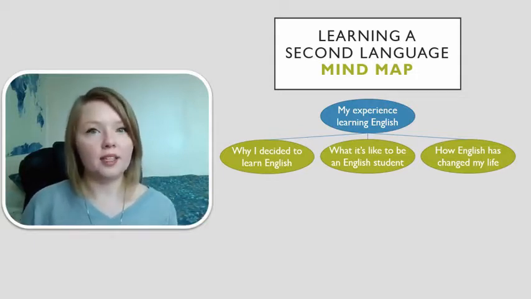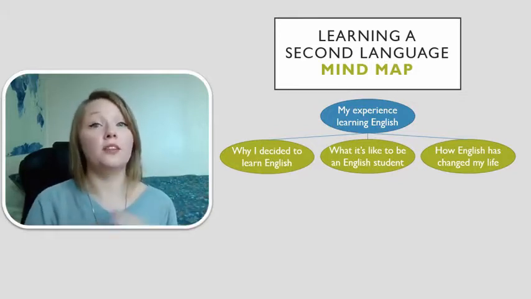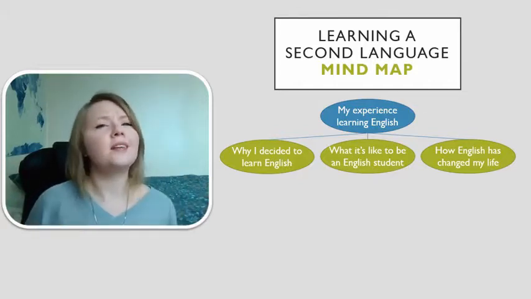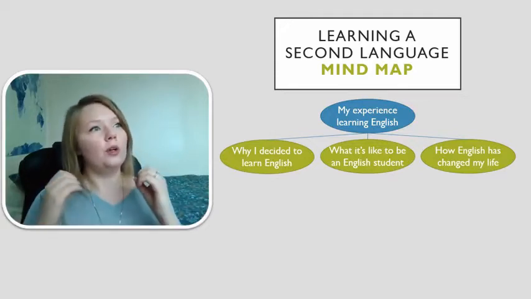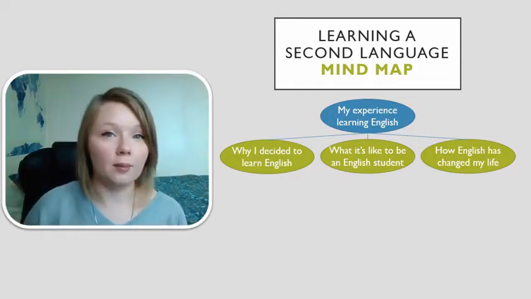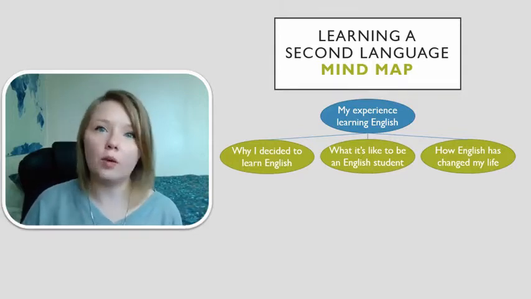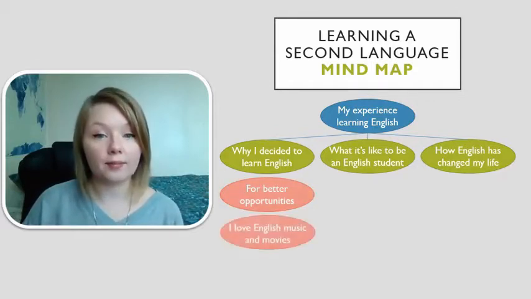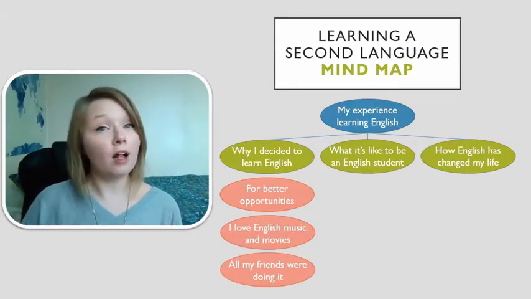So when we're adding details, we want to just write whatever we think about when we're considering this topic. We don't have to write complete sentences, and we can write as many things as we want. This is our opportunity to think about what we really want to talk about and just do some brainstorming. So let's begin with why I decided to learn English. Okay, when I think of that, I think for better opportunities. I love English music and movies, and all my friends were doing it.